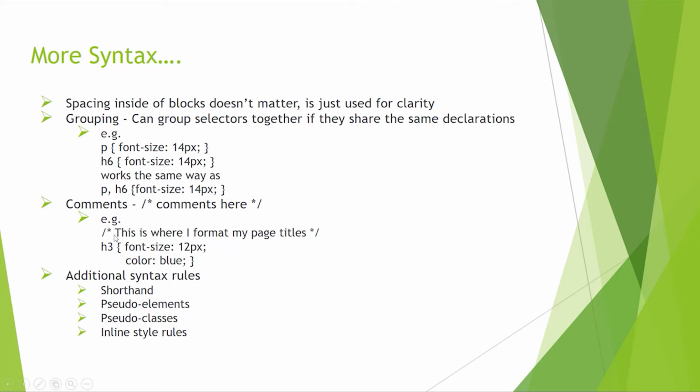In my example, you can see I explained this is where I format my page titles, and then I have the header 3 with a couple of formatting changes, making the font size 12 and the color blue, presuming that I'm using header 3 throughout my pages for the page titles.